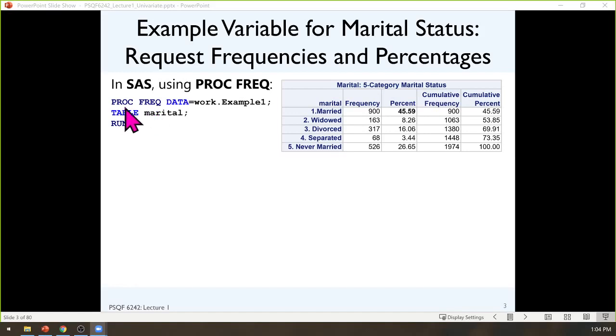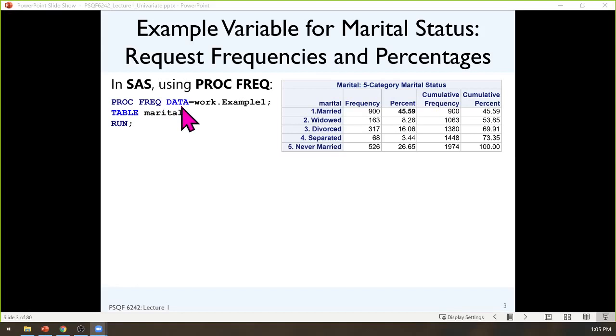Proc stands for procedure. So everything you do in SAS where you're asking for information to come back to you is some kind of procedure. Can you guess what freq stands for? Frequency? Yeah, frequencies. Proc freq.